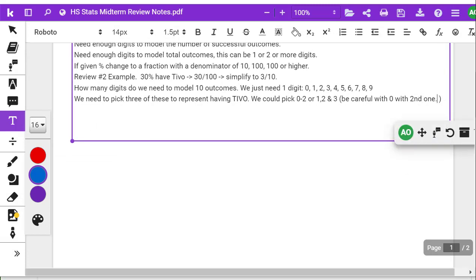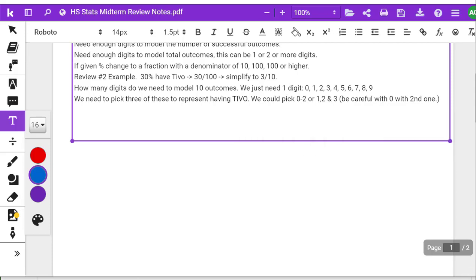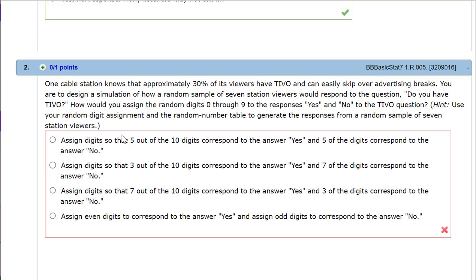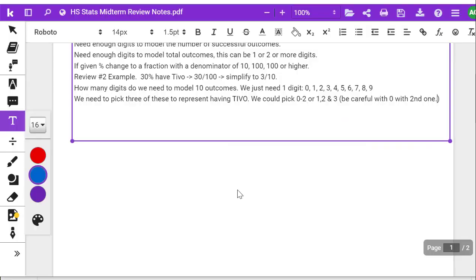All right, so let's go ahead and look at our options. Assign digits, so 5 out of the 10 correspond to yes? No, we only need 3 out of the 10 to correspond to yes. Oh, look, it was very simple. They didn't even say which. So there you go. You're trying to model 30%. And so if we have 3 out of the digits say yes and 7 out of the 10 say no, which you could do with my notes right here.